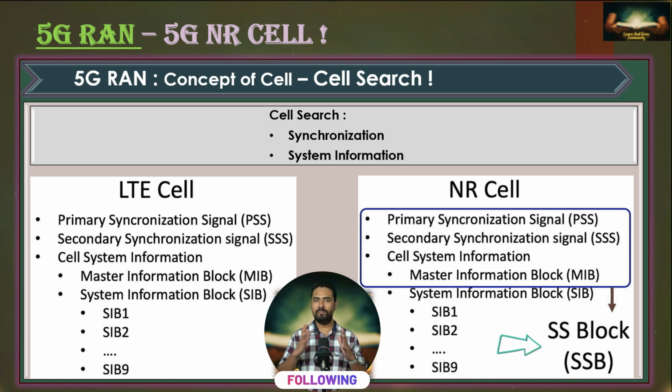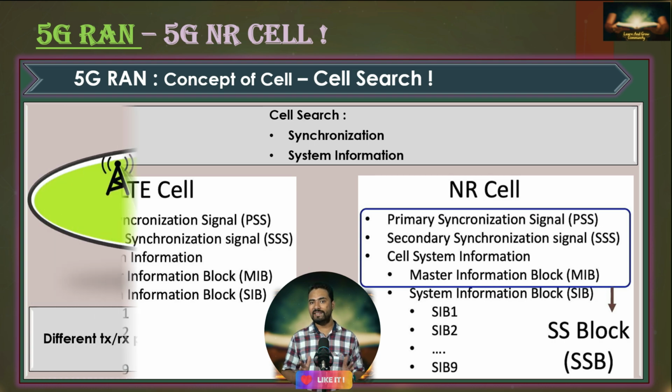The rest of the information is sent directly whenever it is needed. In NR, this similar concept is called SS block, which includes the primary synchronization signal PSS, secondary synchronization signal SSS, and master information block MIB. The main difference in NR is that multiple transmission and reception points can transmit the same SS block, and hence they act together like one cell.